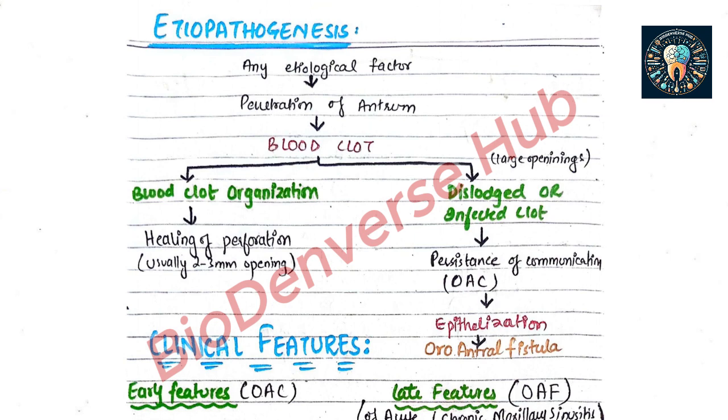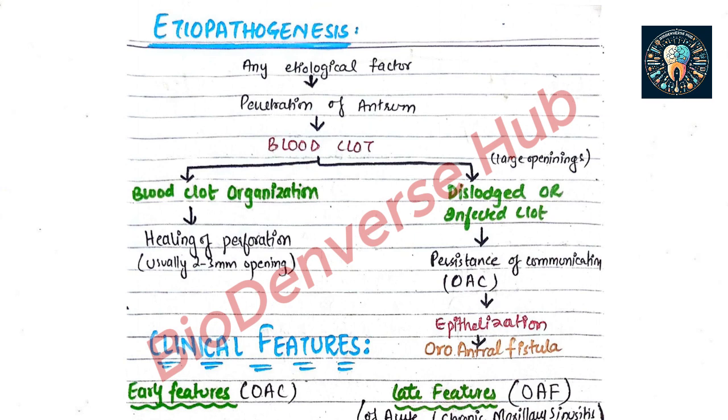In that regard, if any etiological factor is present, it will cause the penetration of the antrum, and that will result in the formation of a blood clot. Now, there are two consequences of it. If the blood clot organizes, the healing of the perforation will occur, and it is usually a very small opening, that is 2 to 3 mm. It will usually heal due to the blood clot organization.